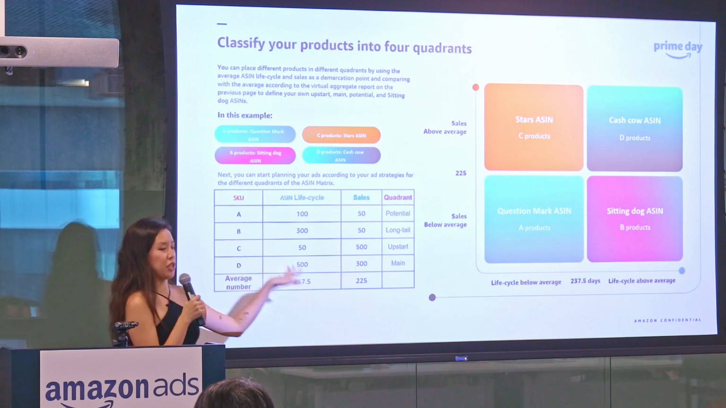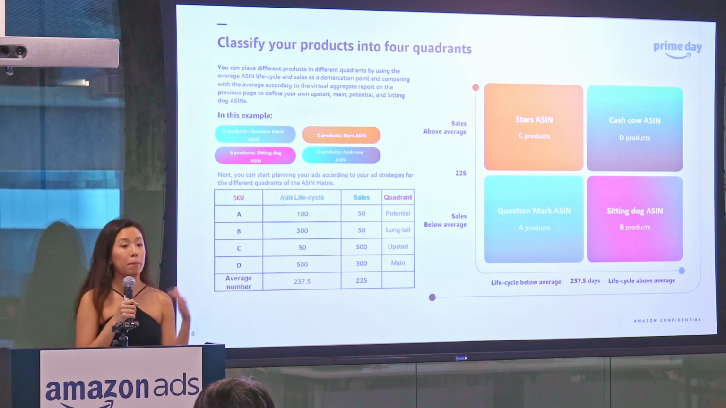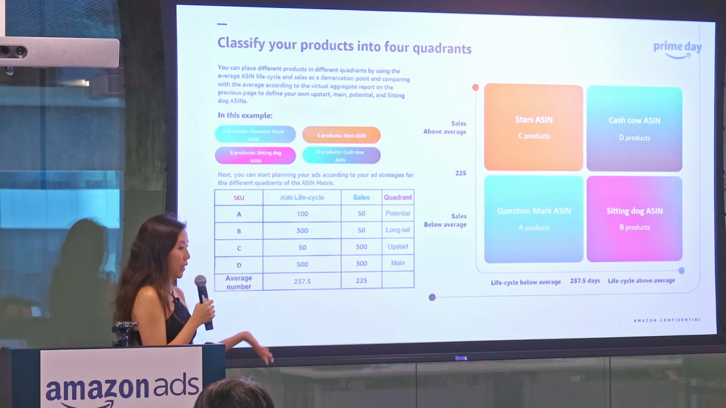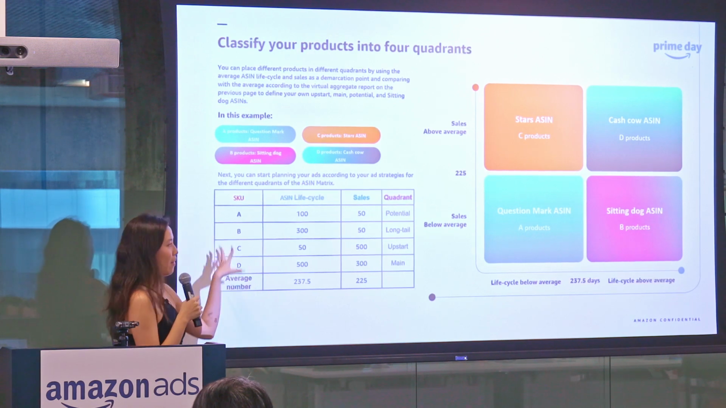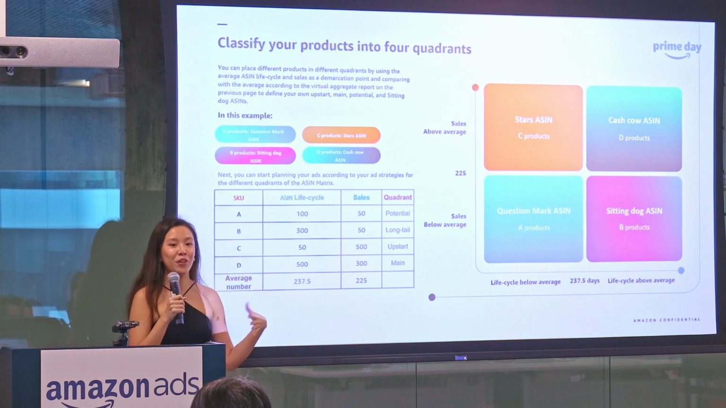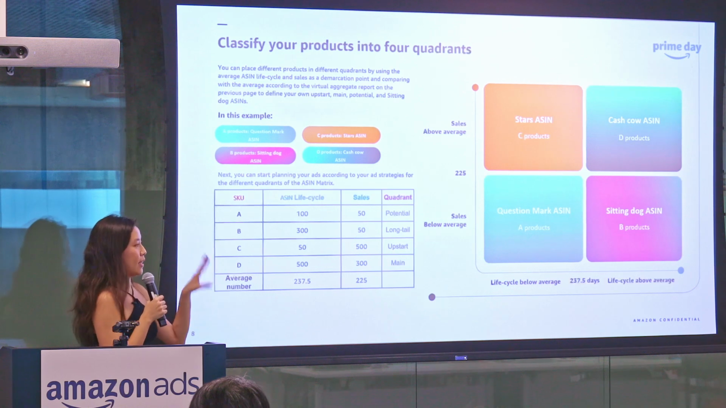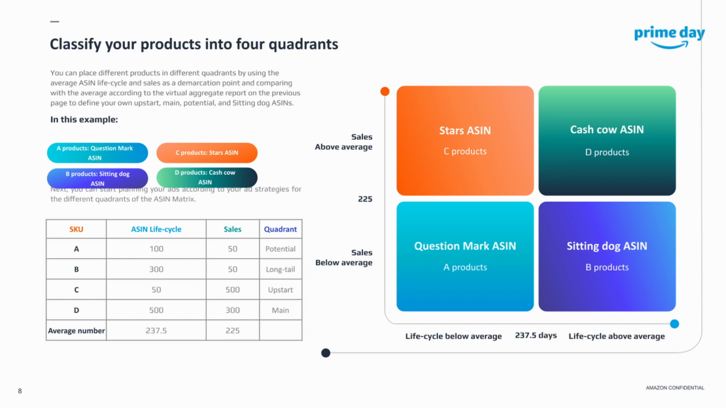Then of course you have a question mark ASIN. You probably just launched this product, but sales are below average. You're not sure, but there is potential to continue improving its performance, so we also have an advertising strategy for that. You might not want to completely give up on a new product that hasn't maximized its potential. And of course, there's the sitting dog ASIN. Sitting dog is a bit weird, but it can also mean a long tail ASIN. These are very niche ASINs.